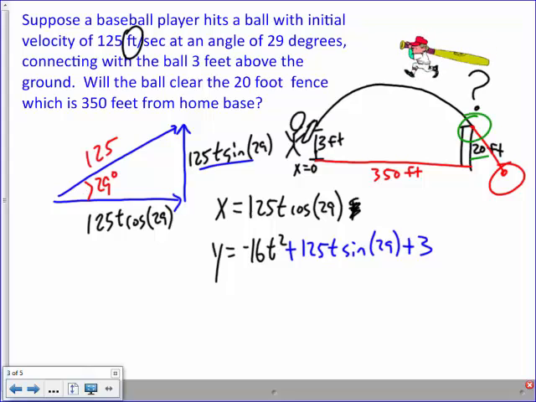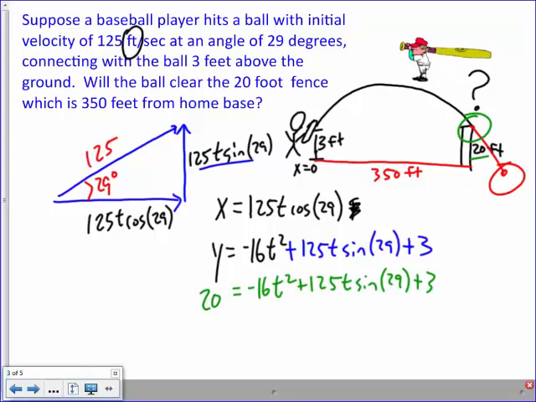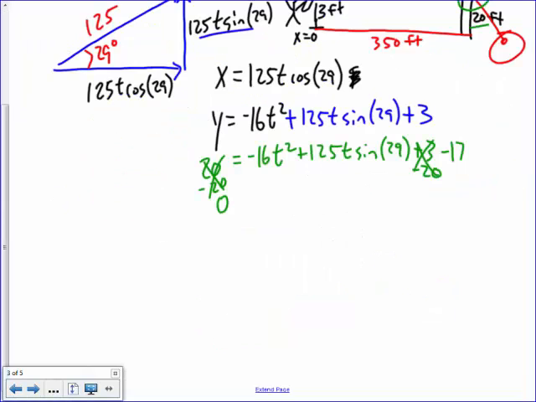Okay, what I'm concerned with is where is that ball at when it's 20 feet above the ground? So I'm going to plug in 20 for y here, and it's a quadratic, so I need it equal to 0 in order to solve it, so I'm going to subtract this 20 over. So really we just get 0 here, and this is going to become negative 17. And technically I still could use my calculator and graph it and find the roots with this new equation, or I could use the quadratic formula.